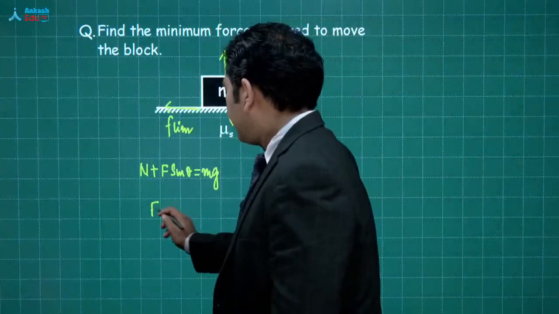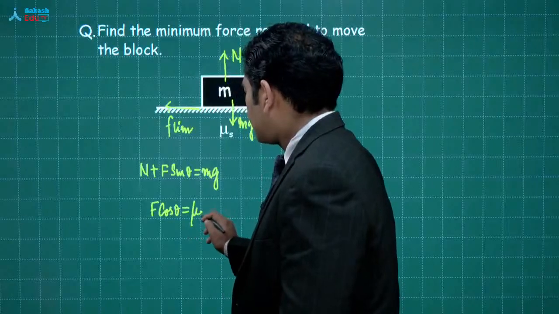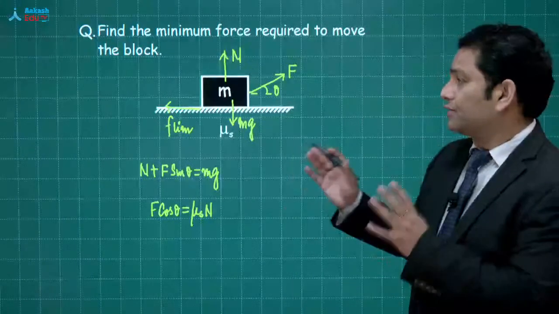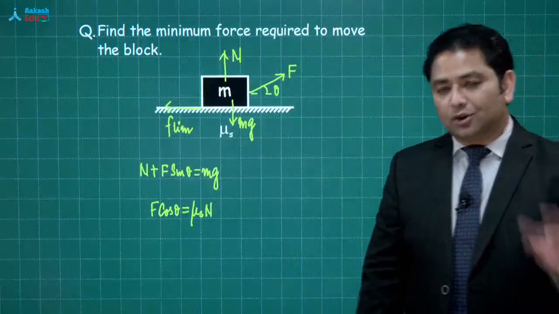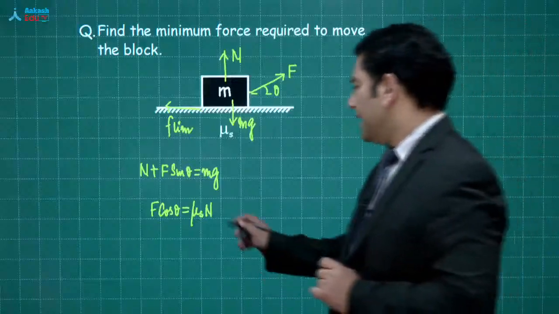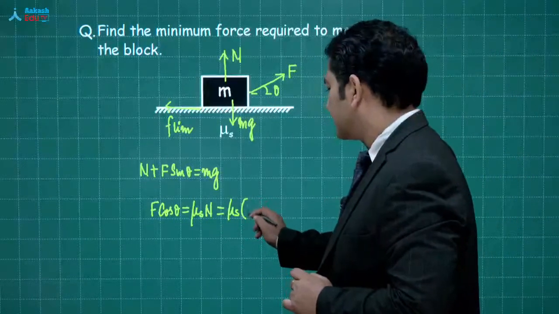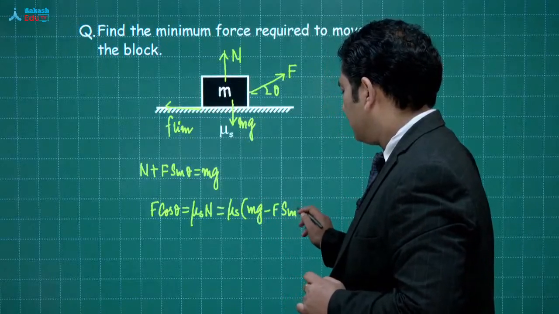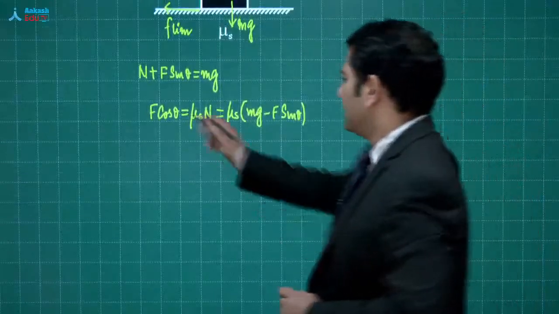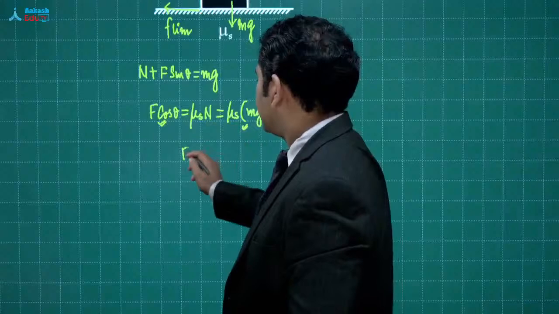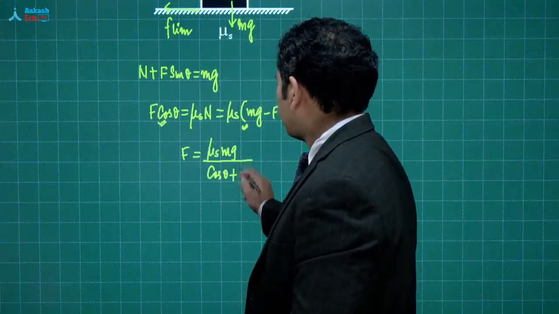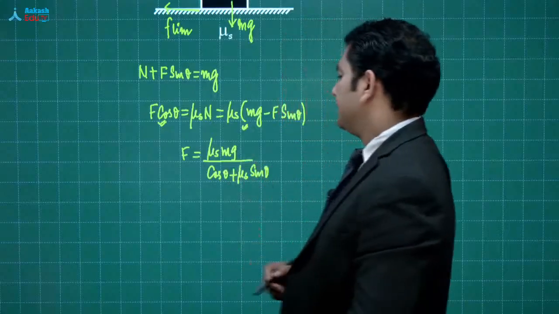The second is that the value of F cos theta will be equal to mu s times N when the block has started moving. Because remember, we need to find the minimum force required when the block moves. तो उस condition में जब block ने just slip करना शुरू किया है, the friction acting would be limiting, alright? And that value of normal reaction I can replace from the first equation, so that is mg minus F sin theta. Now from these two equations, I can see that the value of F is mu s mg divided by cos theta plus mu s sin theta. That is the value of F.